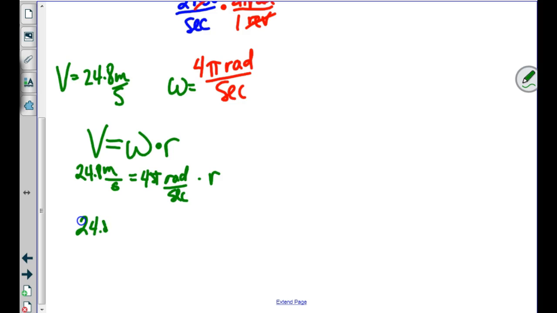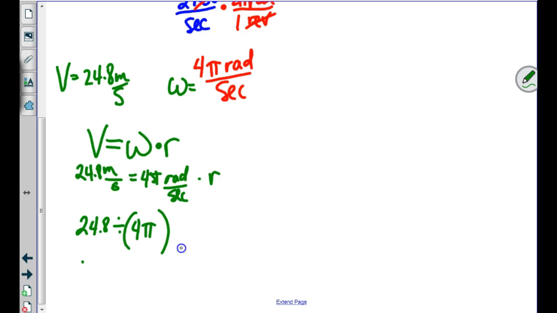So type 24.8 divided by, now this gets a little tricky. If you type 4 pi on your calculator, is that going to work? Why not? Does anybody know why this isn't going to do what we want it to do? What is the order of operations going to do? Well, it's going to go left to right. It's going to divide by the 4, but then it's going to multiply by the pi, right? And we need the whole 4 pi to be divided into here.